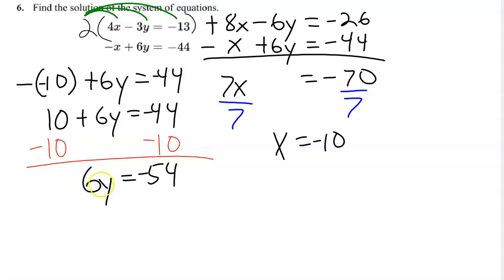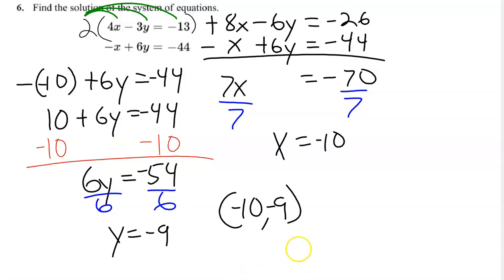Now I'm going to do the opposite of multiplication, which is division. I'm going to divide by 6. And then positive divided by a negative is a negative. 54 divided by 6 is 9. Alright, now I've got negative 10 for x and negative 9 for y, and I got my point.